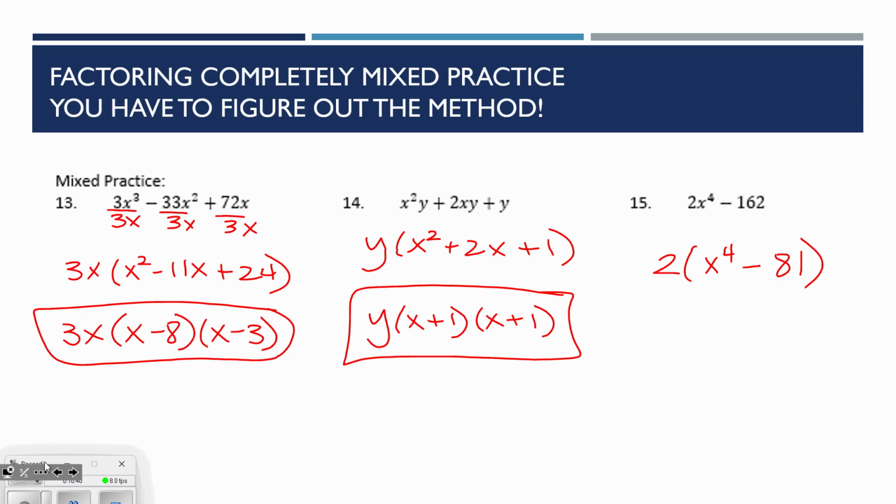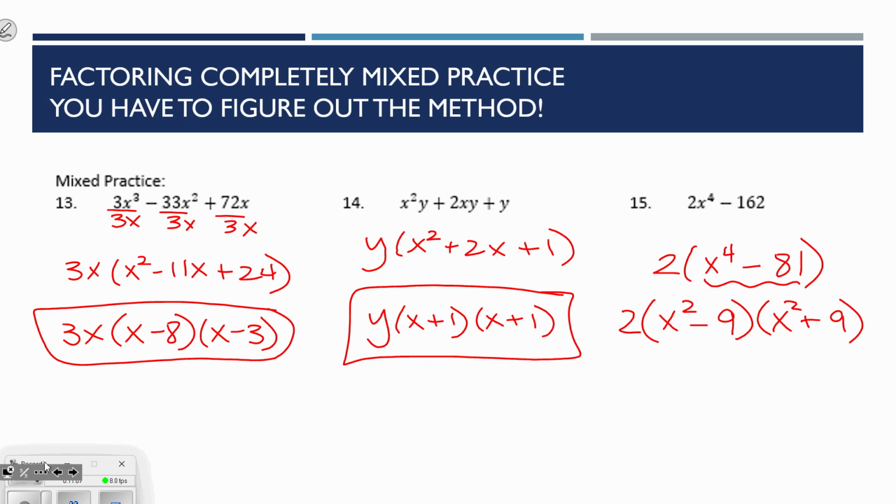So I took out that greatest common factor, which was 2. And then I noticed that this is a difference of two squares right here. So I'm going to factor this into x squared minus 9 and x squared plus 9. Right? Because I have to square x squared to get x to the 4th. And then I square 9 to get 81.